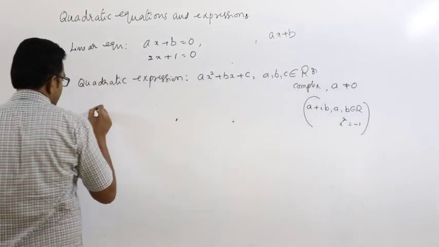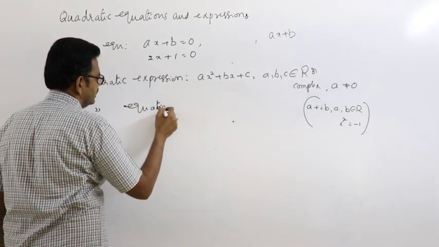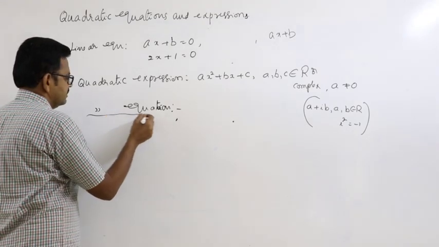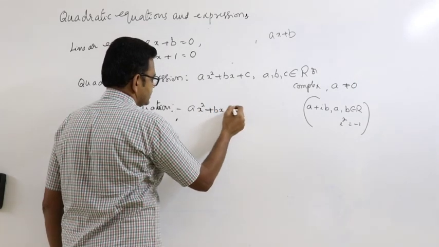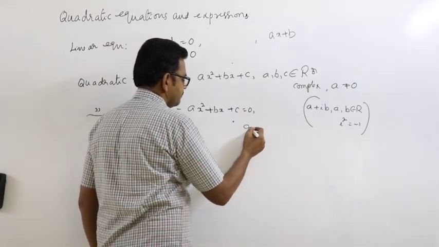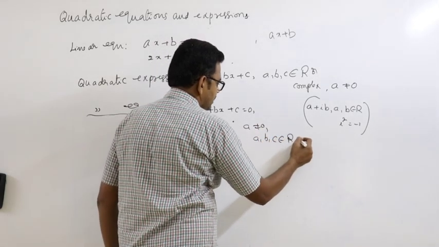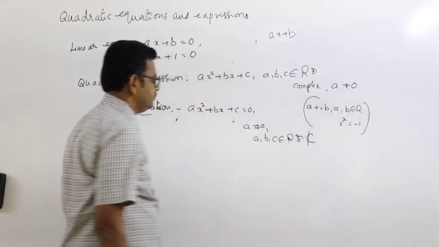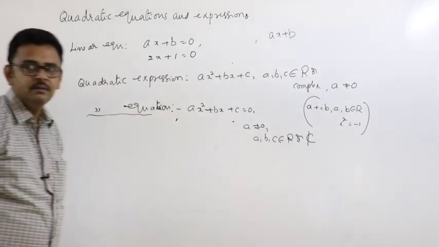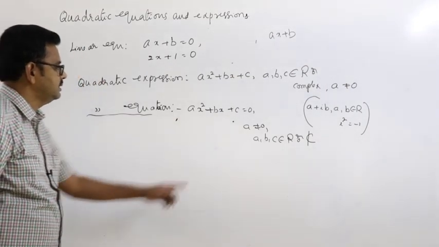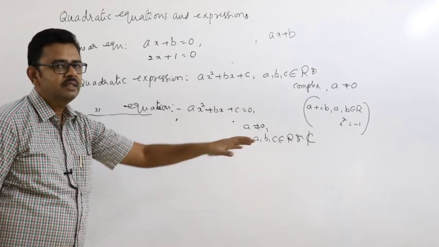Next, quadratic equation. That is of the form ax square plus bx plus c is equal to 0, where a not equal to 0 and a, b, c belong to real or complex numbers. ax square plus bx plus c is equal to 0 is the equation; only ax square plus bx plus c is an expression.